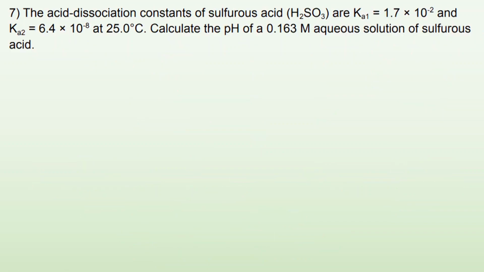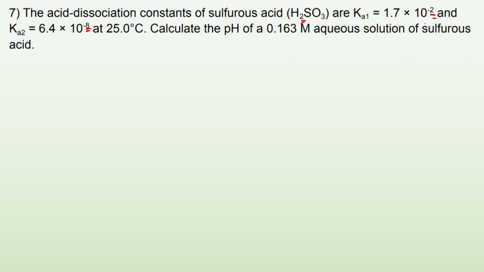All right, number 7. It says the acid dissociation constant of sulfurous acid, H2SO3, or Ka1 for the first H plus is 1.7 times 10 to the minus 2, and the Ka2 for the second H plus, because it is a diprotic acid, we got 2 H pluses, is 6.4 times 10 to the minus 8. Calculate the pH.